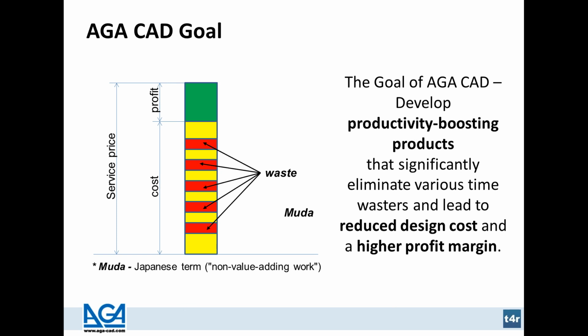On the left side of this you can see the image that shows the service price. It consists of the cost of your work and also of the profit. The red columns you can see are waste, non-value-adding work. We love to say that it's muda. If you eliminate these red cells from here, you can increase your profits or decrease your service price, so you can be the best in your market. That's our goal for the whole world.